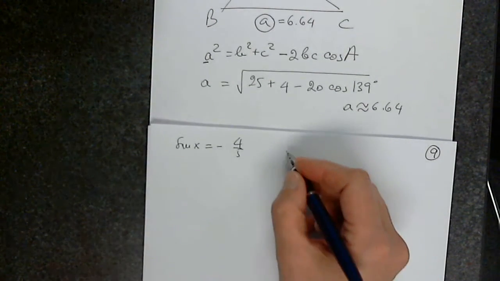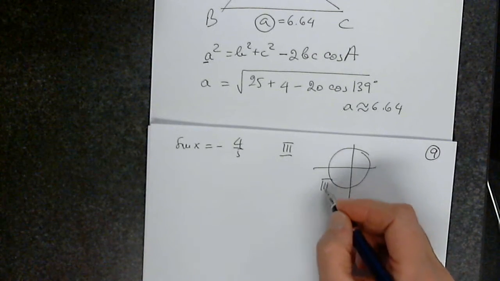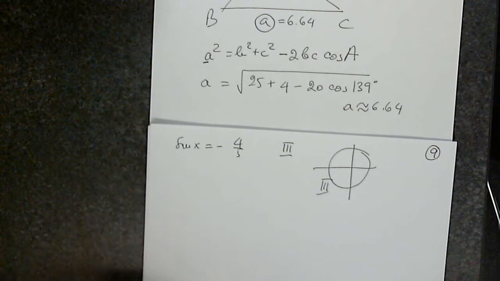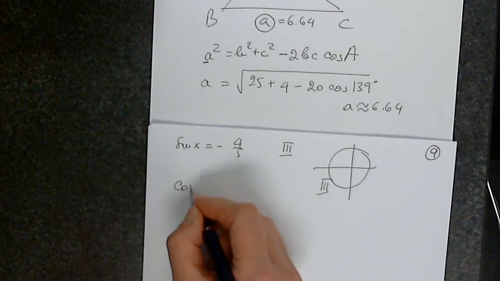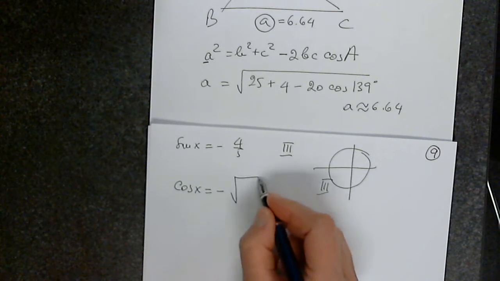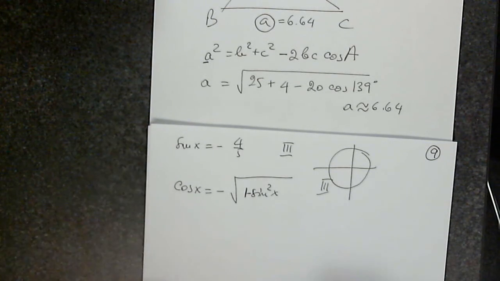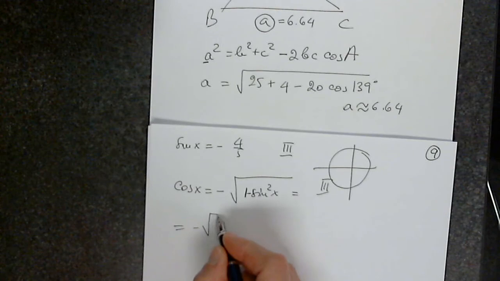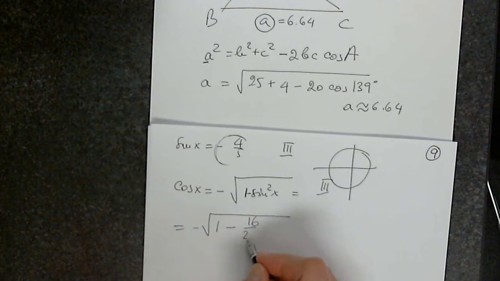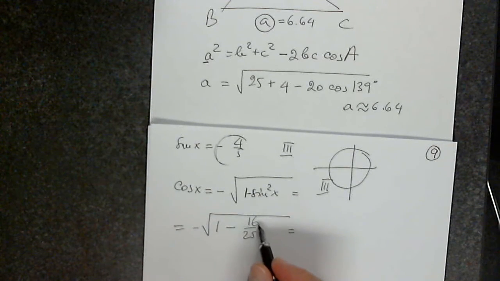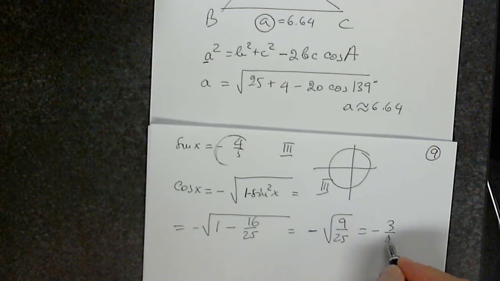It says in the third quadrant, which means all I need to do is remember that cosine has what sign in the third quadrant? Negative. That's all I need. So when I find cosine x, I say negative the square root of 1 minus sine squared. That's all I need, and I'm done. So this is minus the square root of 1 minus, when I square this, I get 16 over 25. 25 minus 16 is 9, so negative the square root of 9 over 25, and negative 3/5.